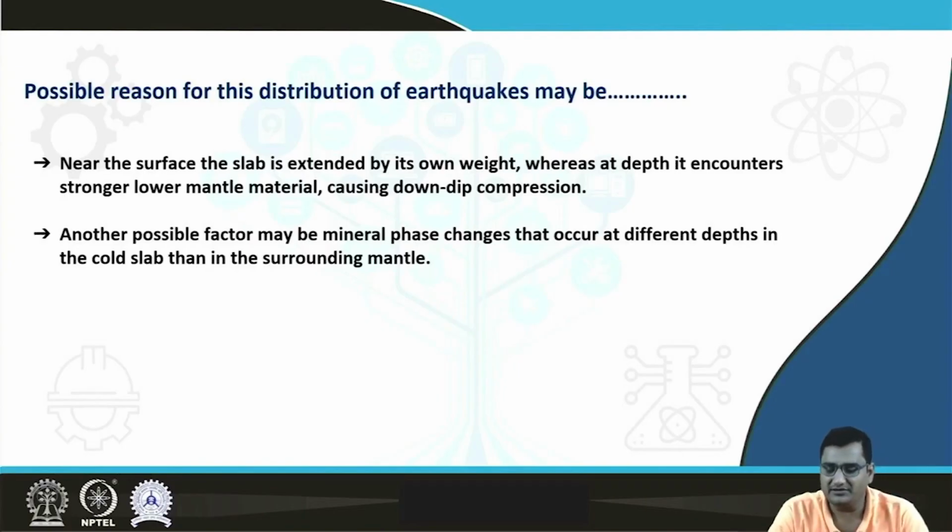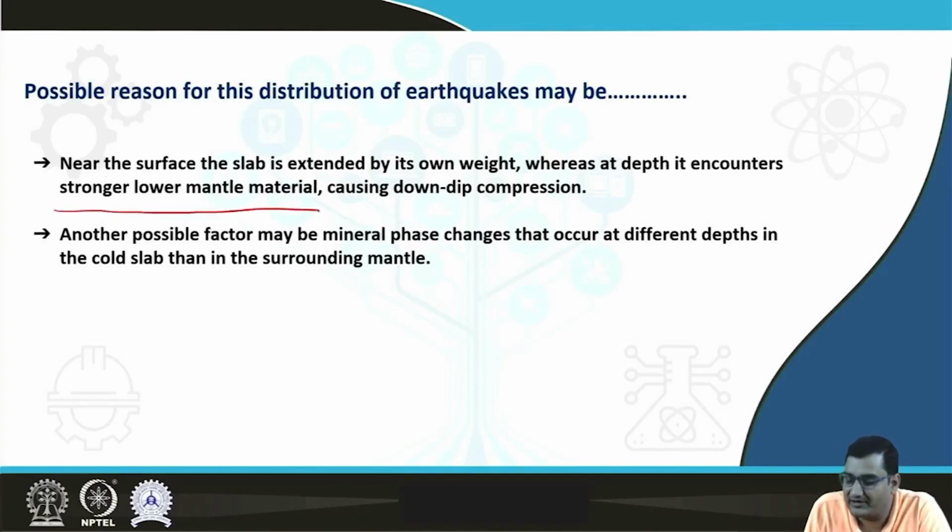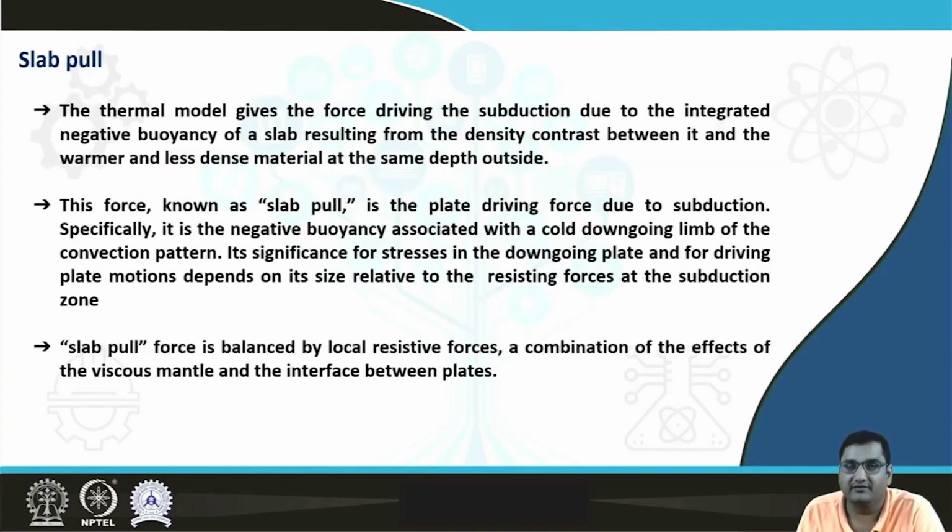The possible reason for this distribution of earthquakes may be that near the surface, the slab is extended by its own weight, whereas at depth it encounters stronger lower mantle material causing down dip compression. Another reason may be the mineral phase transition, or you can say the mineral phase is changing, that occurs at different depths in the cold slab than in the surrounding mantle.